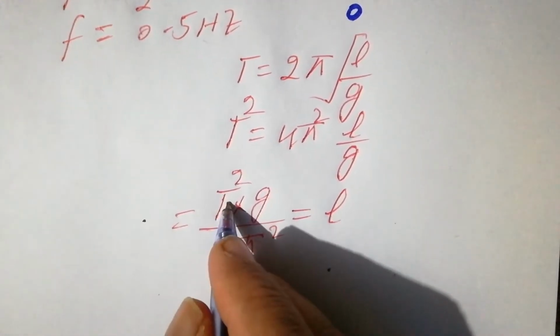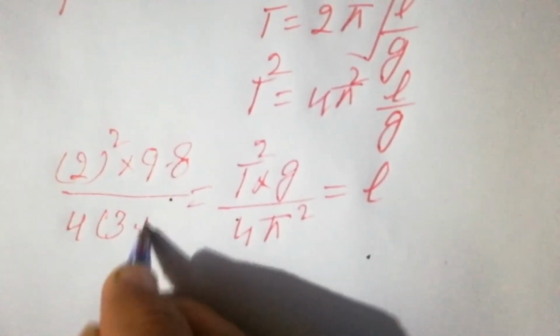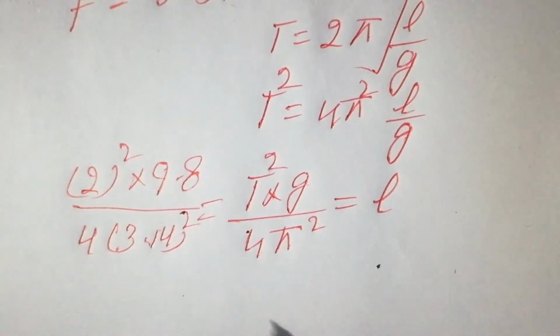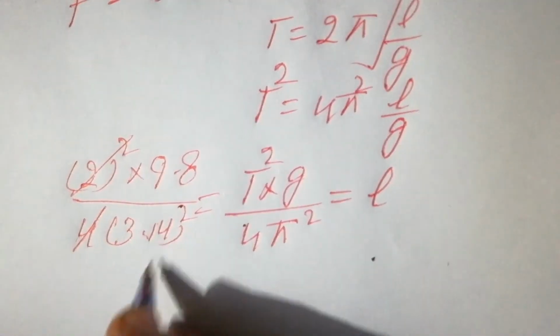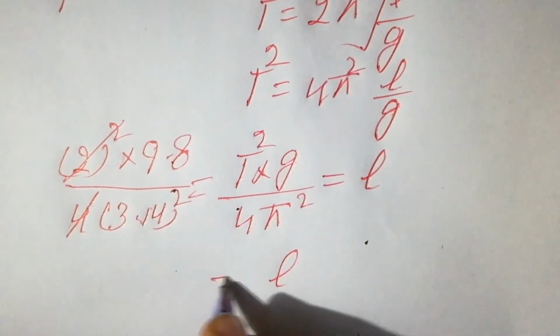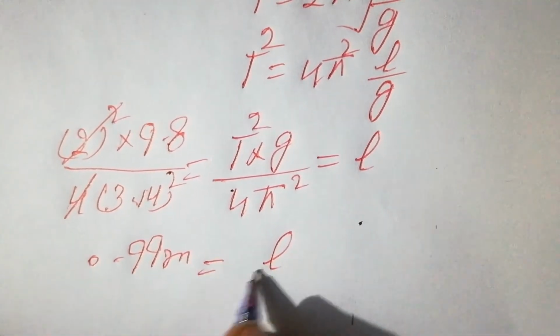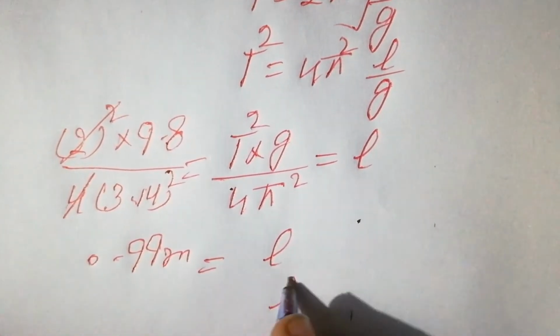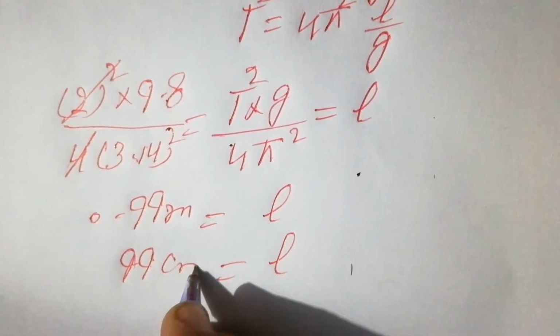So putting the values, the time period is 2 seconds, 2 square, g is 9.8, and it is divided by 4 pi square, pi meaning 3.14. If you cancel out, 2 square means 4, 4 is cancelled, 9.8 divided by 3.14 square, and you get 0.99 meter. So that is the length of the second pendulum. And in centimeter, you just multiply by 100 and it comes to be 99 centimeter.